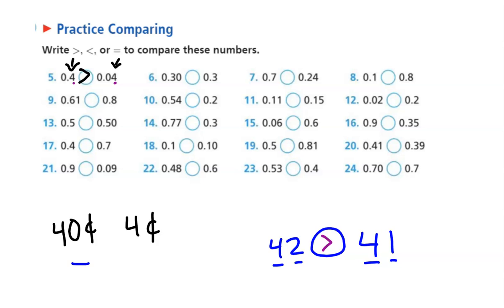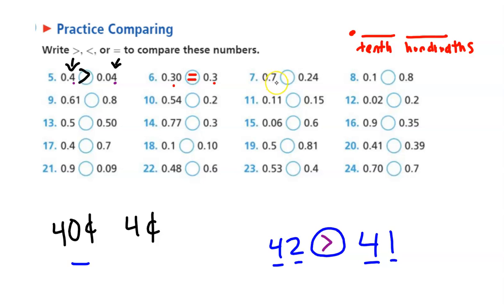Now, this next one is also trying to trick you a little bit. This 3 and this 3 are both in the tenths place. Remember, the first number after your decimal point is always called the tenths place, just like the second number after your decimal point is always called the hundredths place. So because of that, my 3 and my 3 are both 30 or 3/10, so that means that they are equal.